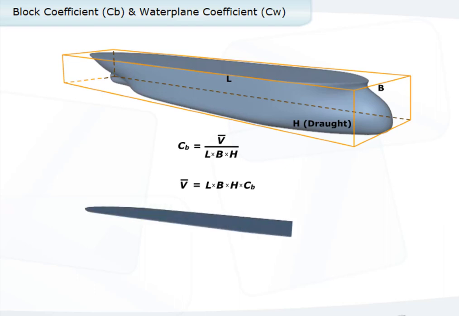Similarly, the waterplane coefficient, Cw, is the ratio of the waterplane area and the area of a rectangle that has the same extreme dimensions.